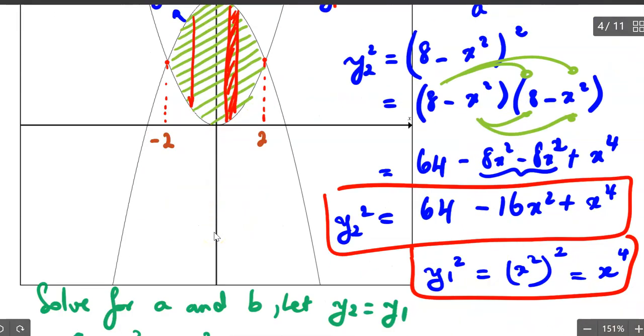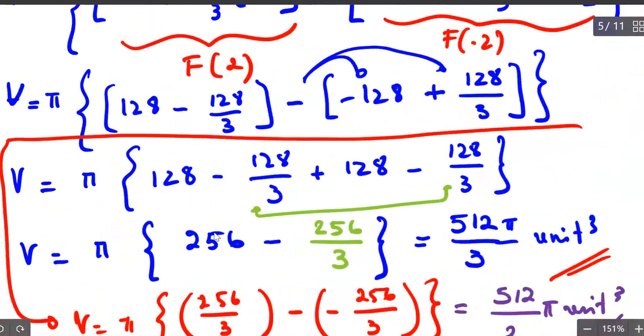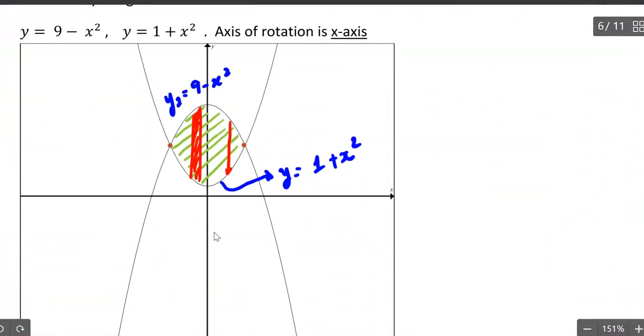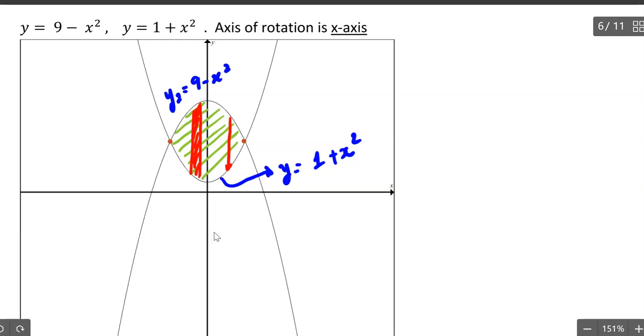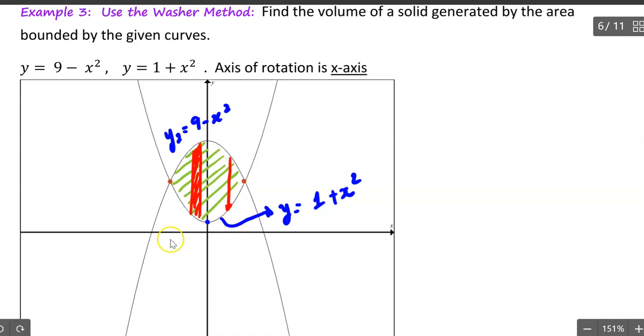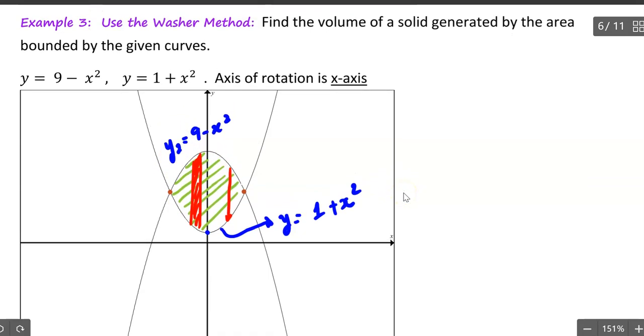For this example number 3, the vertex for this parabola is in fact 0, 1. So this point here is not at 0, 0. This will affect the shape of this solid. So let's indicate that it is rotated about the x-axis. Before I continue calculating the volume, I would like to show everyone the 3D image of that one.